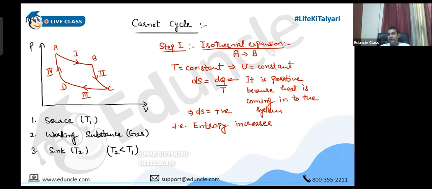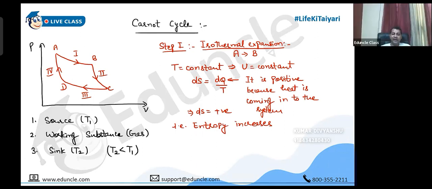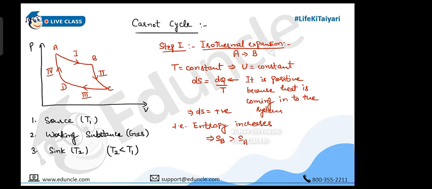And what do you mean by entropy? What is entropy? Measure of disorder. Yes, measure of disorder or degree of randomness. Obviously, when heat enters any system, its particles start moving with greater velocity in random directions. So it brings in randomness. So that's why entropy increases. So entropy increases means entropy at point B should be greater than entropy at point A. Isn't it? Please tell. Yes, sir. Clear about the first process?